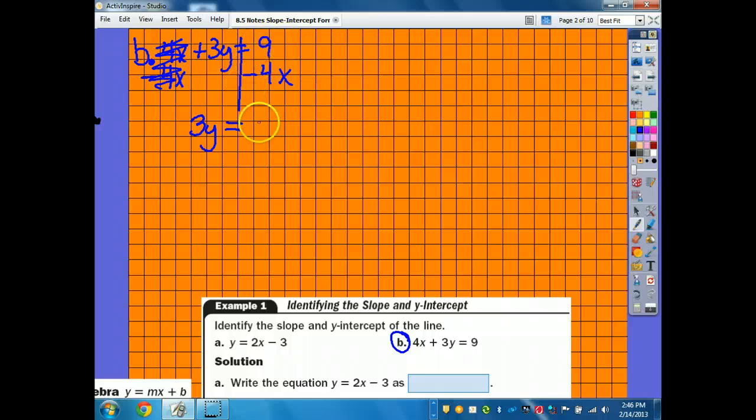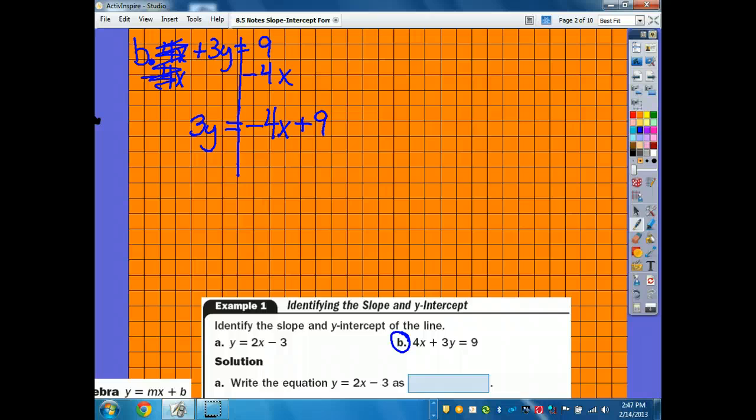Should I bring the 9 over here or should I put the minus 4x here? Minus 4x. Right, minus 4x. Plus 9. And it's a positive 9, so plus 9. Am I done? No, because this y still isn't quite by itself. So now the final step is to do what?